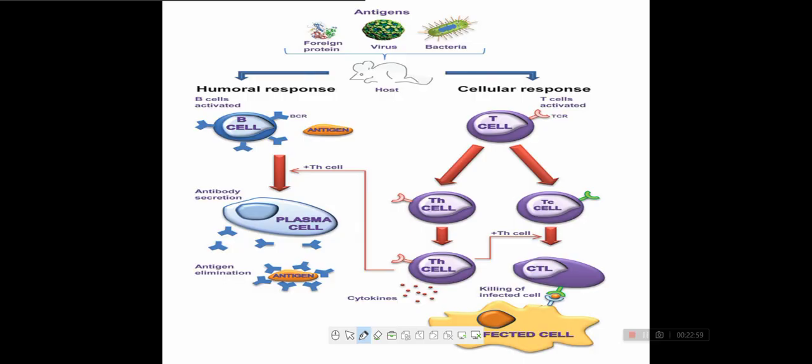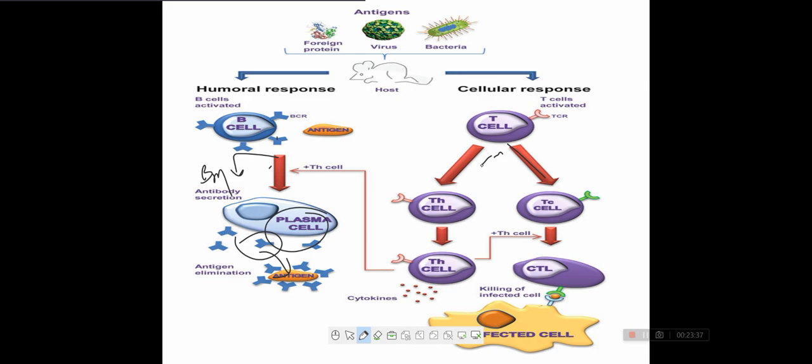When the B cell is activated, it differentiates into two types, that is plasma cells and memory cells. Plasma cells produce antibody. They secrete antibody, and this antibody attacks the antigen so that they kill that antigen. And the next one is the cellular response, that is T cells. When the T cell recognizes, it differentiates into TC and TH cells.